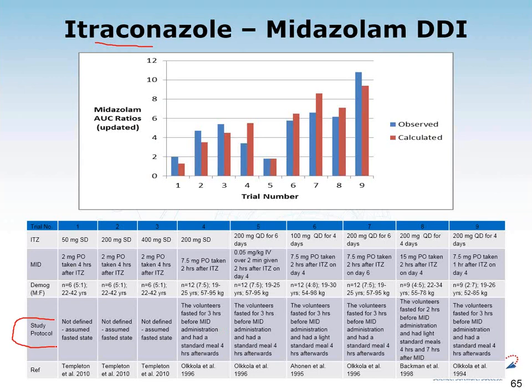Make sure that you correctly define your fasted or fed state, and when the itraconazole versus your substrate compound is given, because itraconazole, being a low solubility compound, is heavily affected by the fed or fasted state, and that will have a significant effect on the prediction of the itraconazole PK and subsequently DDI.